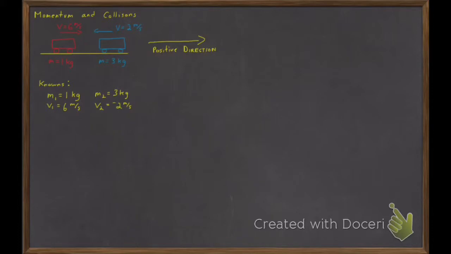Okay, and these knowns are before collision. Okay, now what about after the collision? What happens after the collision? Well, we have our M1, they split apart, so the M1 is still 1 kilogram.